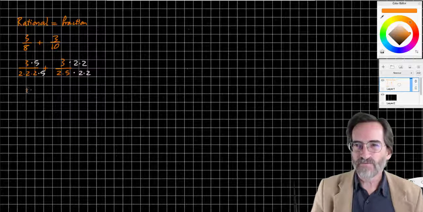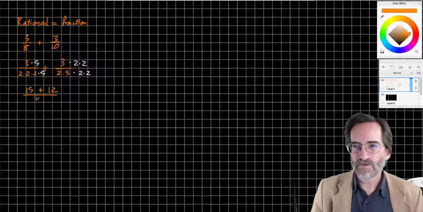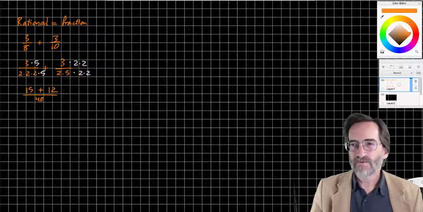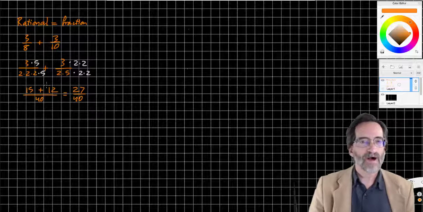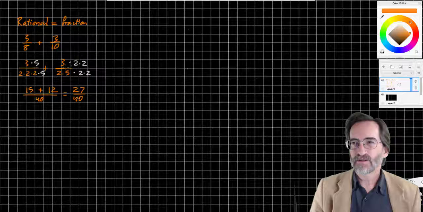3 times 5 is 15. 3 times 2 is 6 times 2 is 12. And the common denominator is 2 times 2 times 2 times 5, which is 8 times 5, which is 40. And 15 plus 12 is 27/40. So that's a little reminder of how to add fractions using this technique.